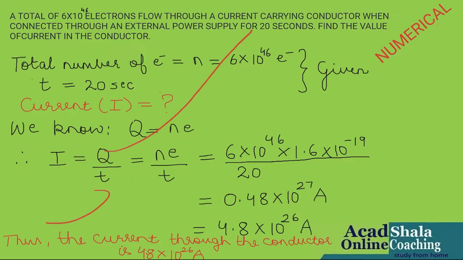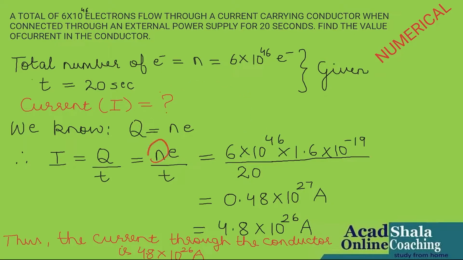According to the demand of the numerical, I have to use these two formulae. If I know Q is equal to NE, I will put the value of Q, that is NE, instead of Q over here. So my formula becomes I is equal to NE upon T. Fine. Wonderful. Done.